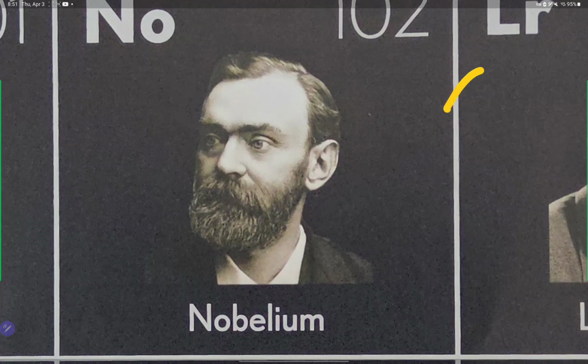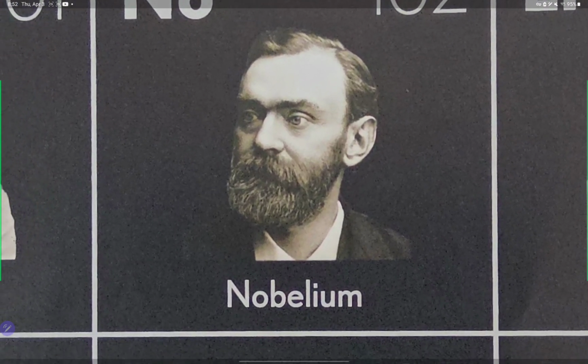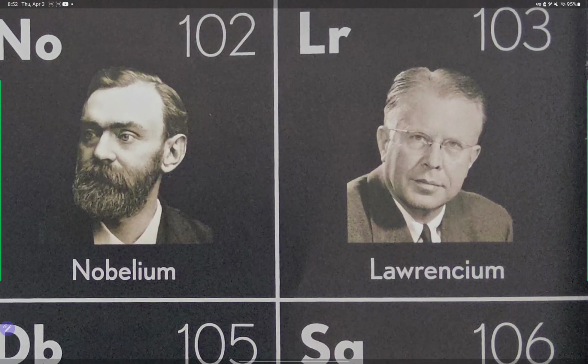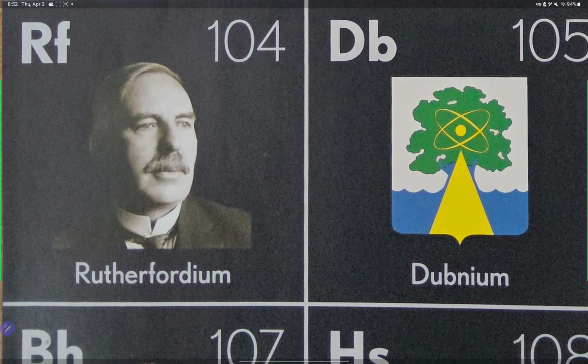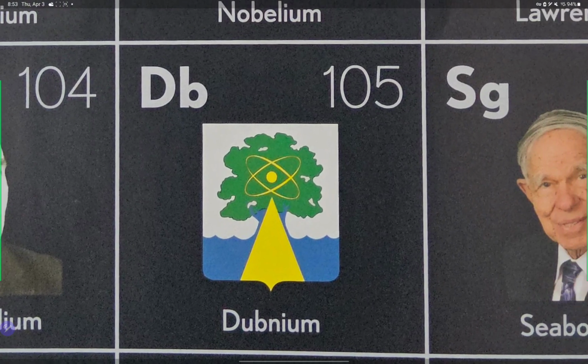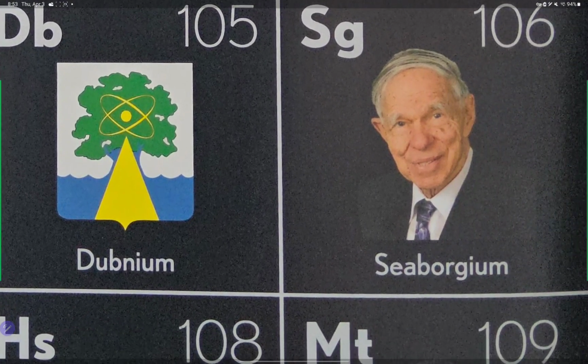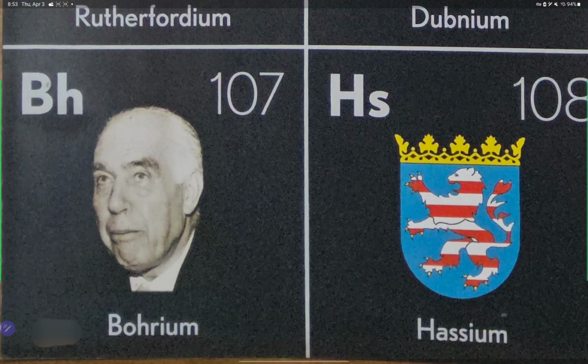Nobelium. Here we have Nobelium. He is just Alfred Nobel, the creator of dynamite. Quite nice, too. Lawrencium, named after some guy named Lawrence. Rutherfordium, named after Ernest Rutherford, the creator of the Bohr model. Okay, I'm going to say this again: Ernest Rutherford. Next we have Dubnium, named after the town of Dubna. Seaborgium, named after Glenn Seaborg. Bohrium, named after Niels Bohr, the creator of the Bohr model.